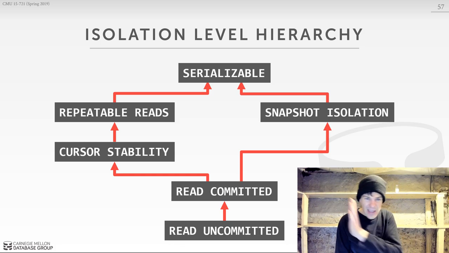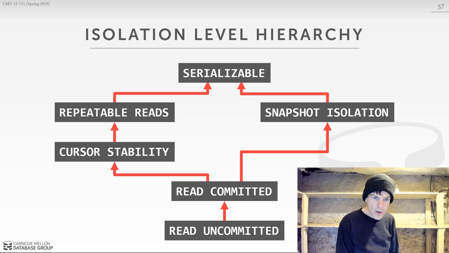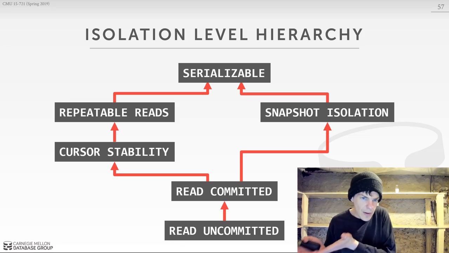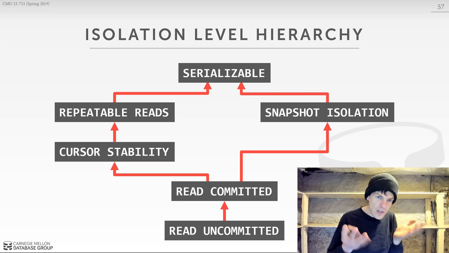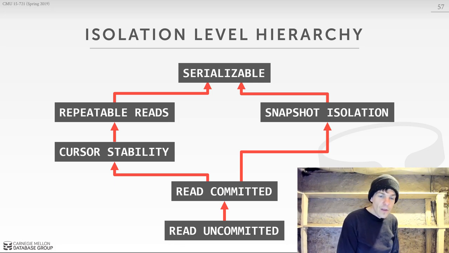And then snapshot isolation is this other weird thing on the side too, where the repeatable reads, it doesn't suffer from this problem, but this write skew anomaly occurs in snapshot isolation and it can't actually resolve it. So again, we're gonna focus on snapshot isolation. We're gonna see how to actually make it serializable in Postgres and other systems in the next couple classes.